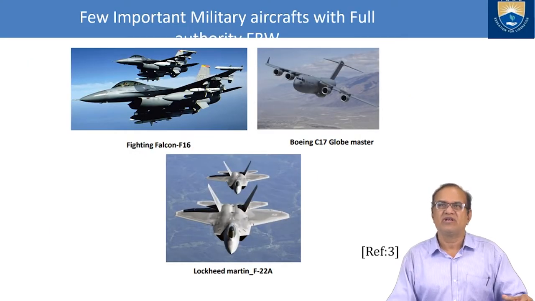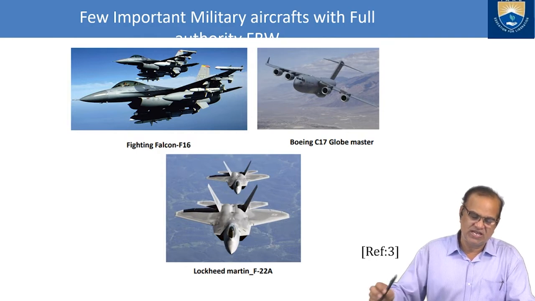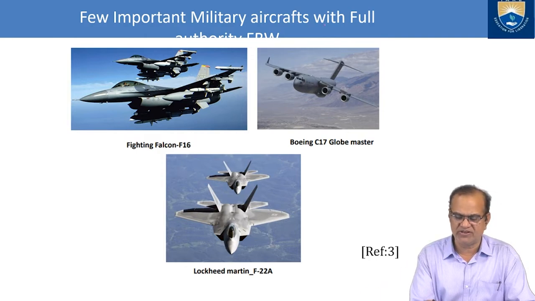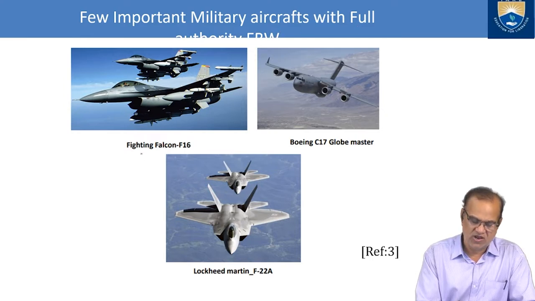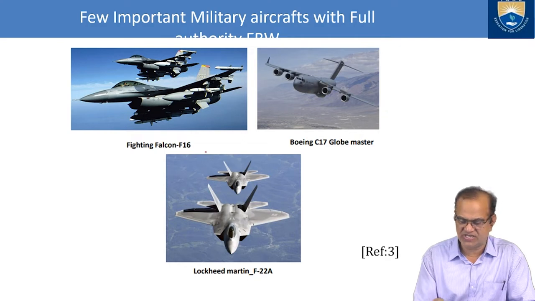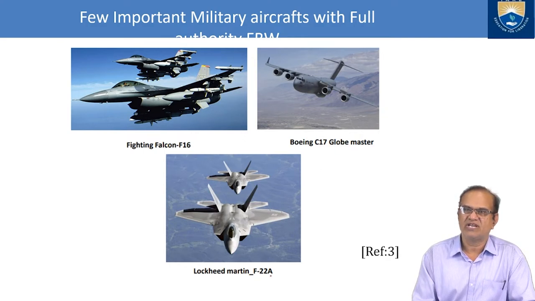Here we have seen the full authority FBW. You can see a few important military aircraft with full authority FBW: the Fighting Falcon F-16, the C-17 Globemaster, and the Lockheed Martin F-22A. Just now I told you, they use fly-by-wire.